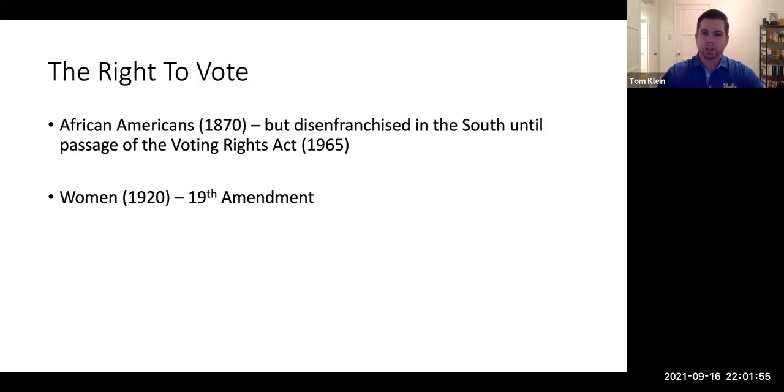So when did certain groups gain the right to vote? I think it's important to go over this history. We talked about the 15th Amendment. African Americans gained the right to vote in 1870. But of course, gaining the legal right to vote and the actual right to vote are two different things, right?